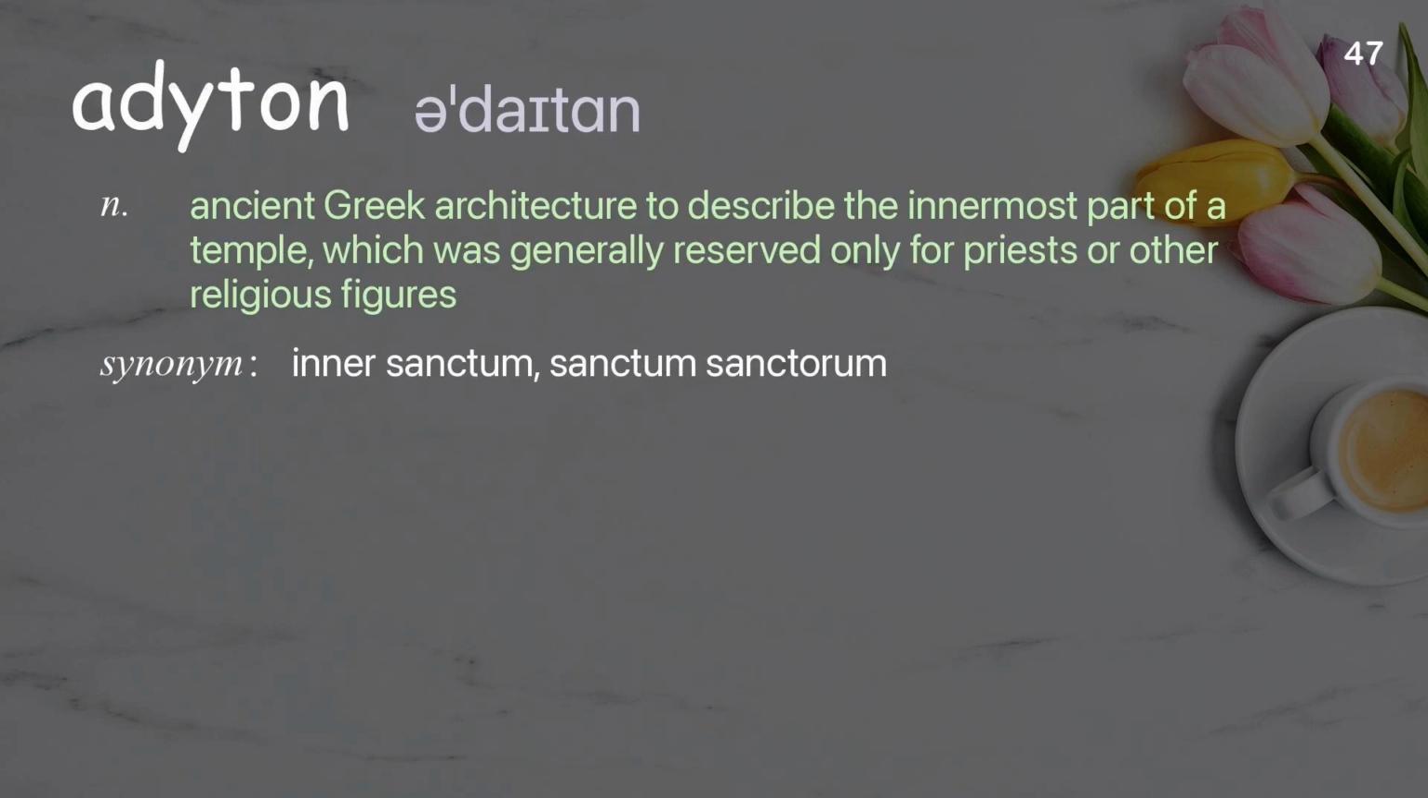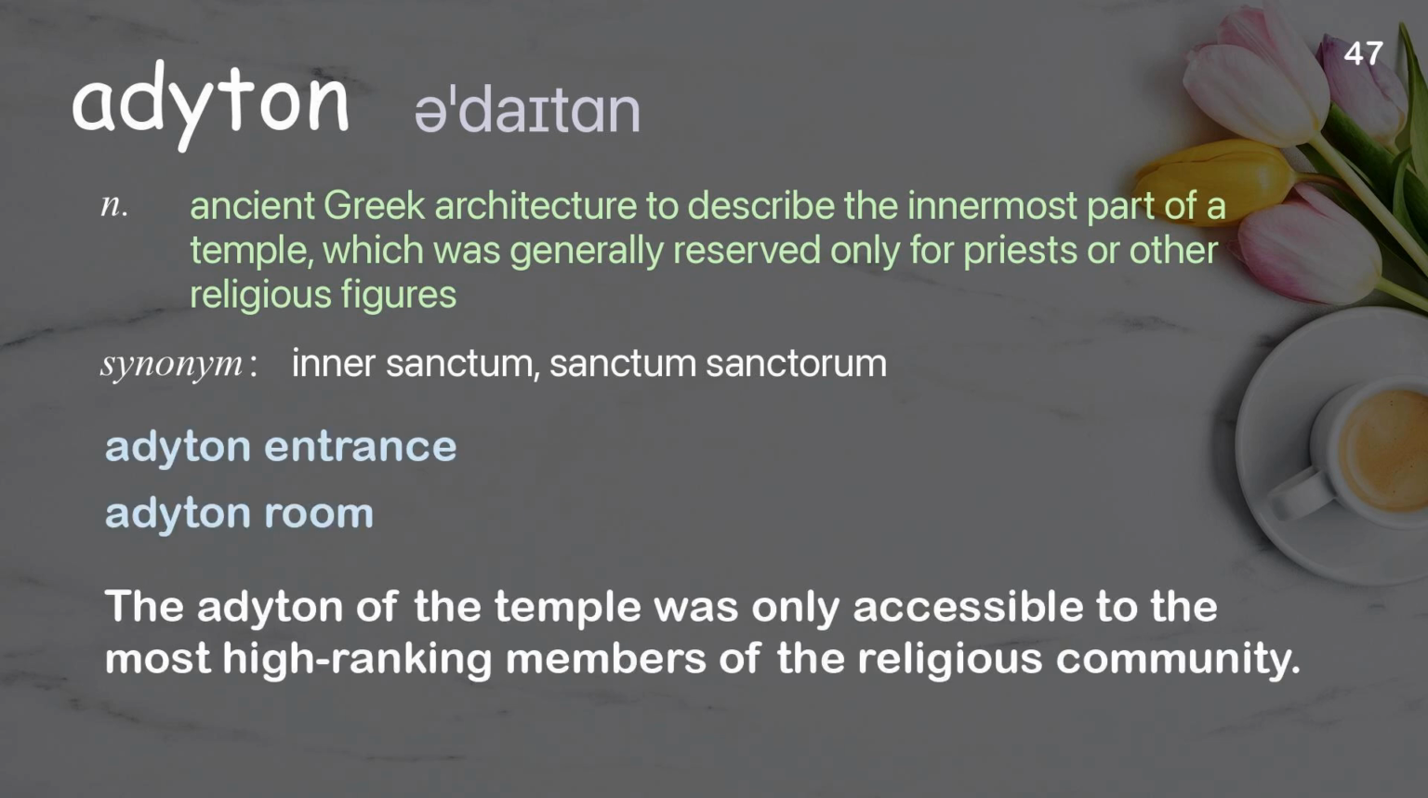Adyton. A term in ancient Greek architecture to describe the innermost part of a temple, which was generally reserved only for priests or other religious figures. Examples: Adyton entrance. Adyton room. The adyton of the temple was only accessible to the most high-ranking members of the religious community.